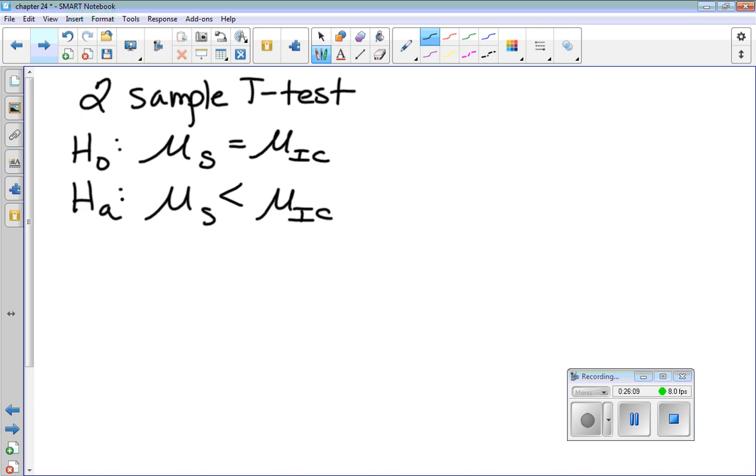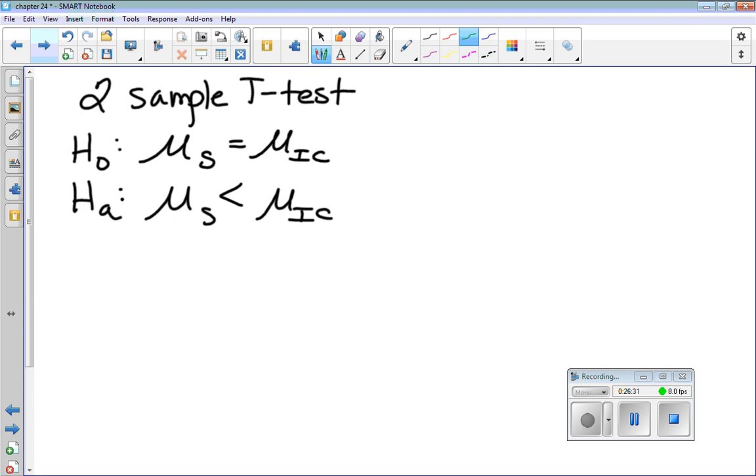Okay. So what do we do from here? We've written the name of the test. Thank you. Check our conditions. Okay. And according to the last AP exam question, this one that we just did that was 2SampleT procedures, what are the two conditions they're looking for? Independently random samples and normal.